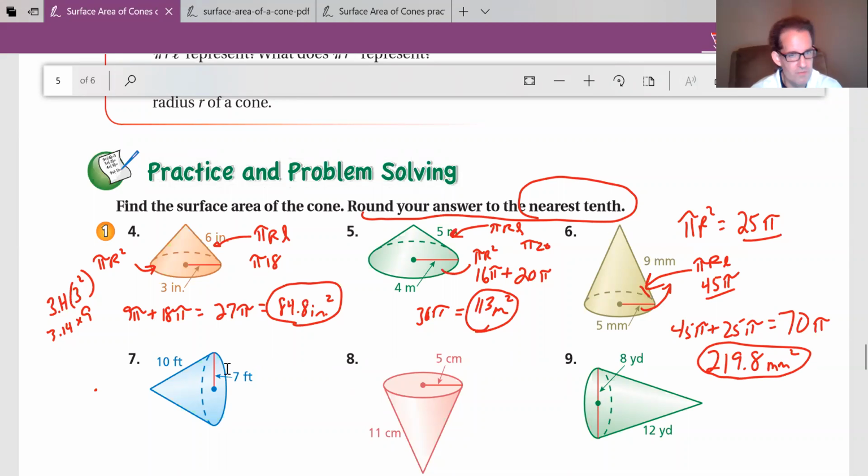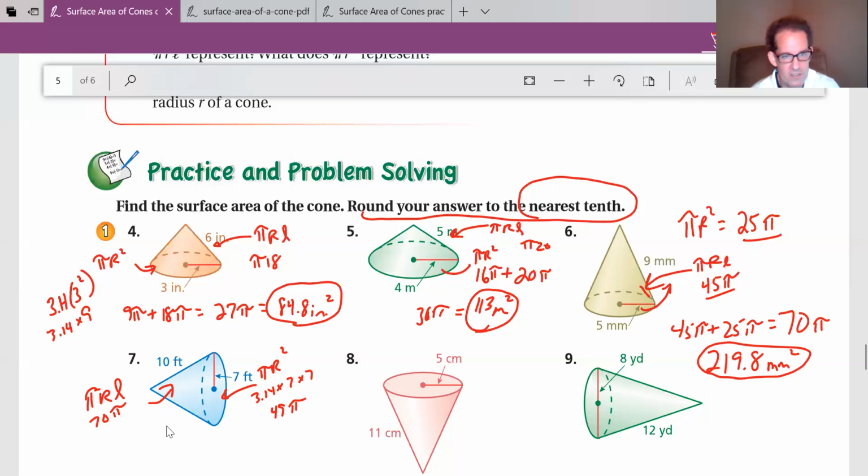Number 7 has a radius of 7. So for my base, it's pi r squared, or 3.14 times 7 times 7. Or I could simplify that as 49 pi. For my lateral surface, I have a lateral height of 10. I'm going to multiply that by the radius of 7. The formula for that is pi times the radius times the lateral height. And that's going to be 70 pi.